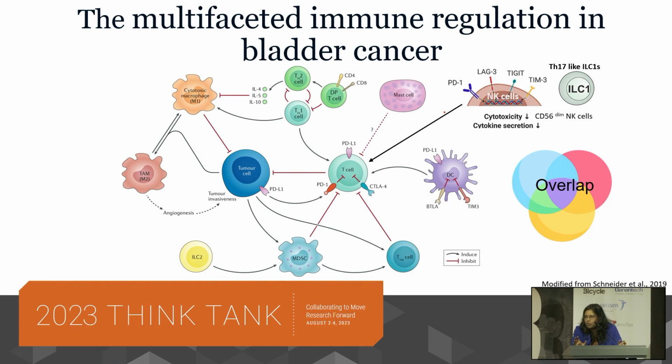But basically, what I want you to get from this figure is that there are a lot of different ways that the innate cells and the adaptive immune cells share the same axis and are talking to each other. So there is a lot of overlap between these two arms of immunity.